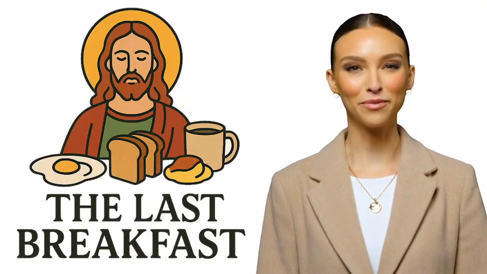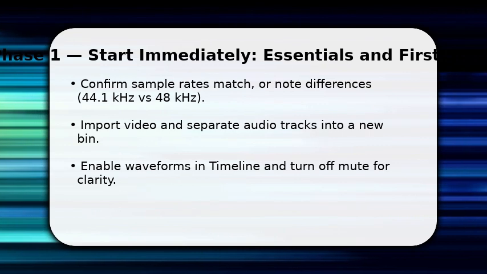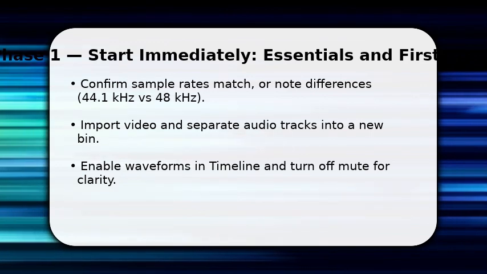Please enjoy the video. You start by getting the files into Premiere Pro and making them visible. Import the camera clip and the external recorder track, then create a sequence matching the camera timeline. Once done, make sure waveforms are visible and audio tracks aren't muted so you can see the spikes.